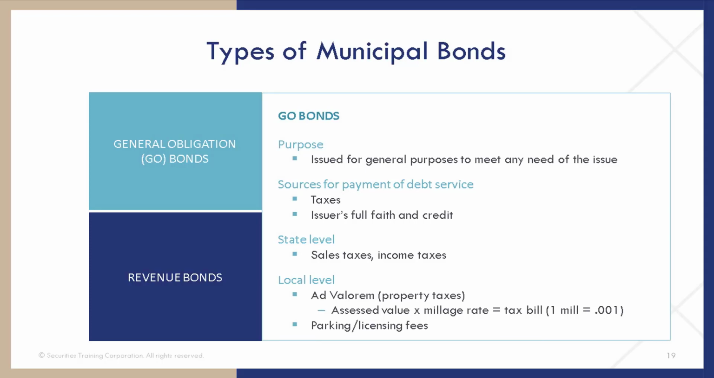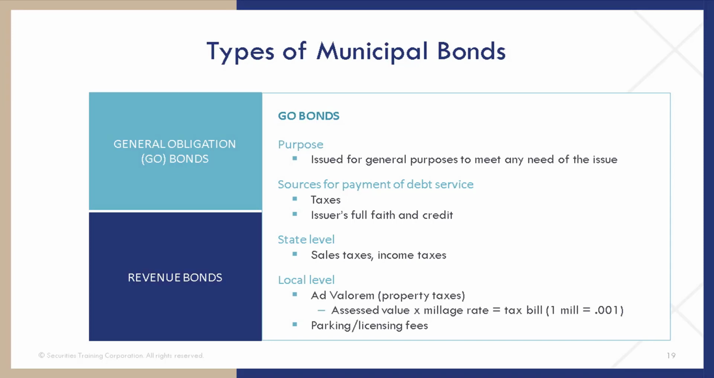GOs, general obligation bonds, are issued by the state, cities, counties, towns, school districts, and they're issued for general purposes to meet really a wide array of different needs of the municipality. But the big thing is, what are they backed by? They're backed by the full faith, credit, and very importantly, the taxing power of the municipality.